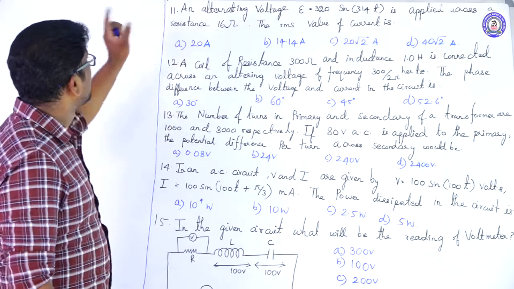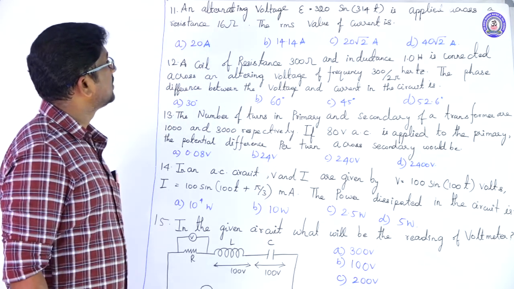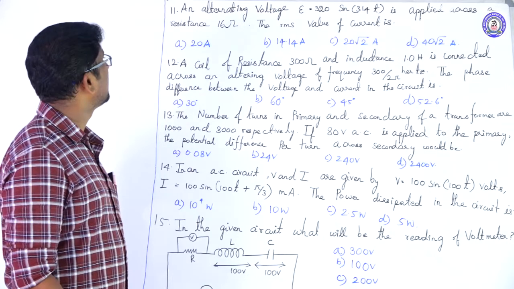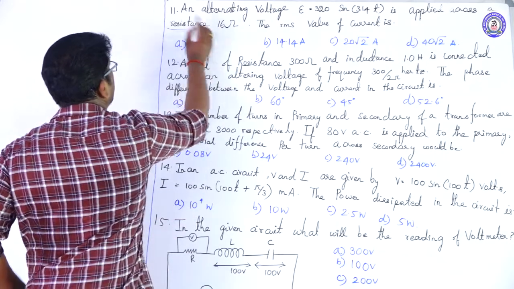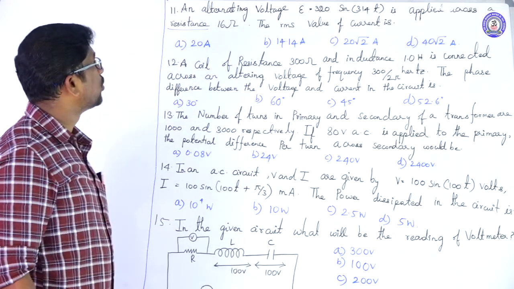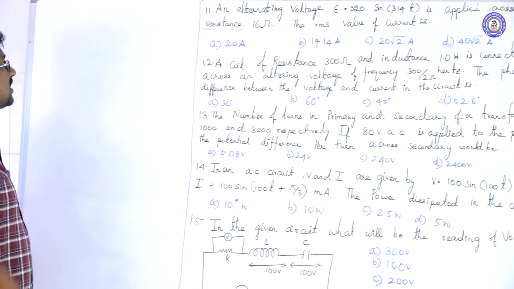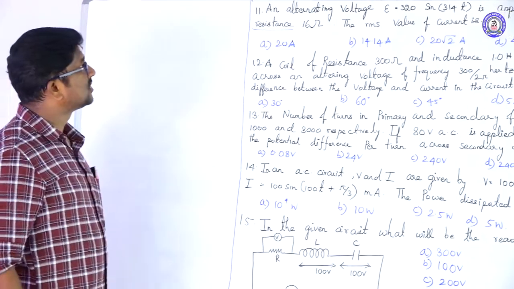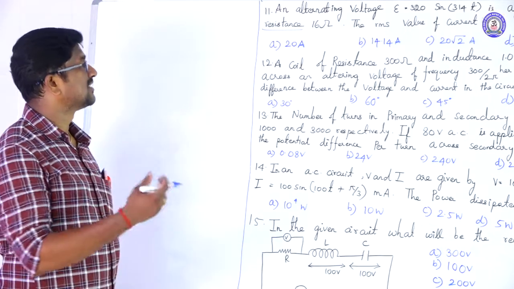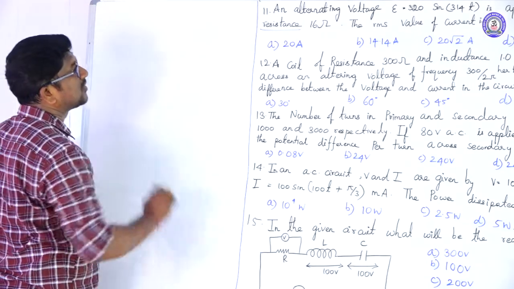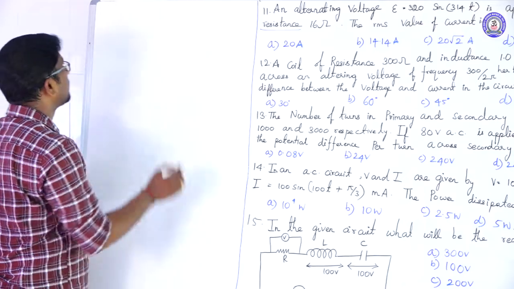Next, question 11. An alternating voltage E equal to 320 sin of 314t is applied across a resistance. Resistance is 16 ohm. The RMS value of current is? So the given circuit in this question is a resistive circuit. In the resistive circuit, we need to calculate the RMS value of current.